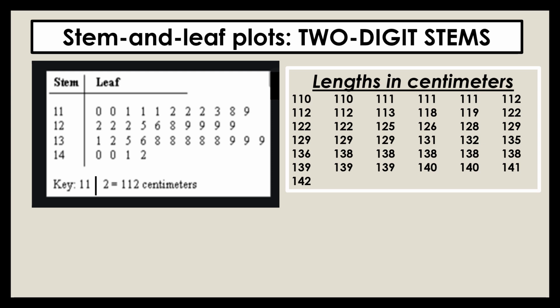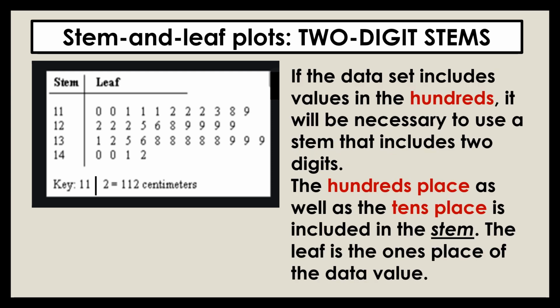And there is the distribution for it. Those leaves, the number of values on each row are a lot. So sometimes we do split them up into a 2-stem split. That's what this says. If the data set includes values in the hundreds, it will be necessary to use a stem that includes 2 digits. The hundreds place as well as the tens place is included in the stem. The leaf is the ones place of the data value.